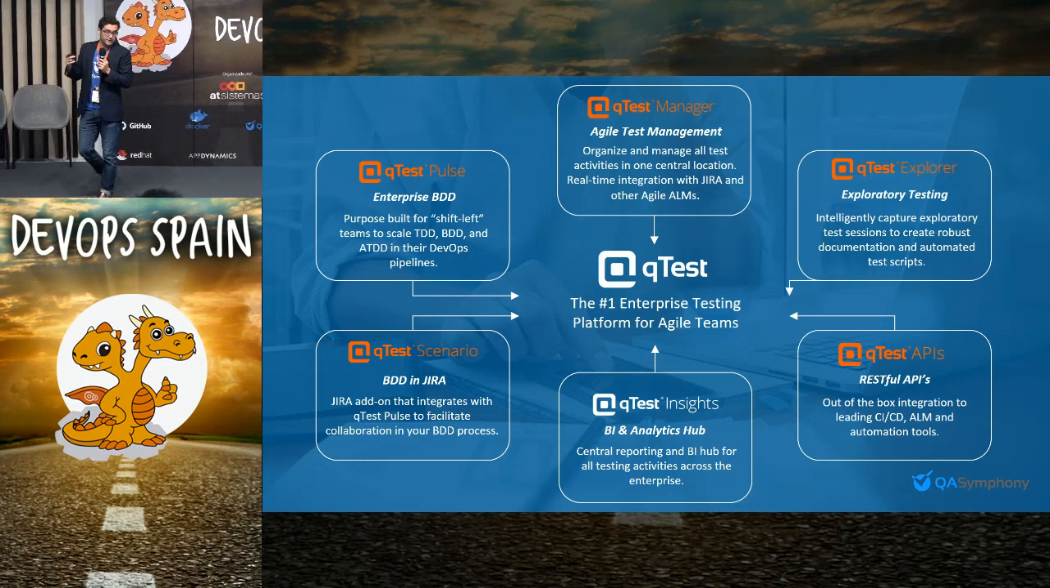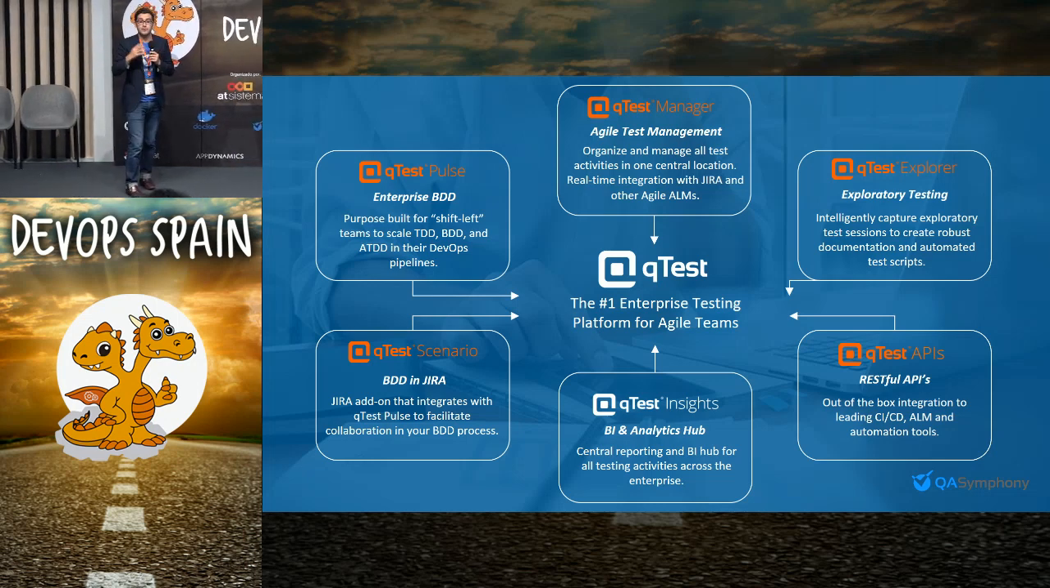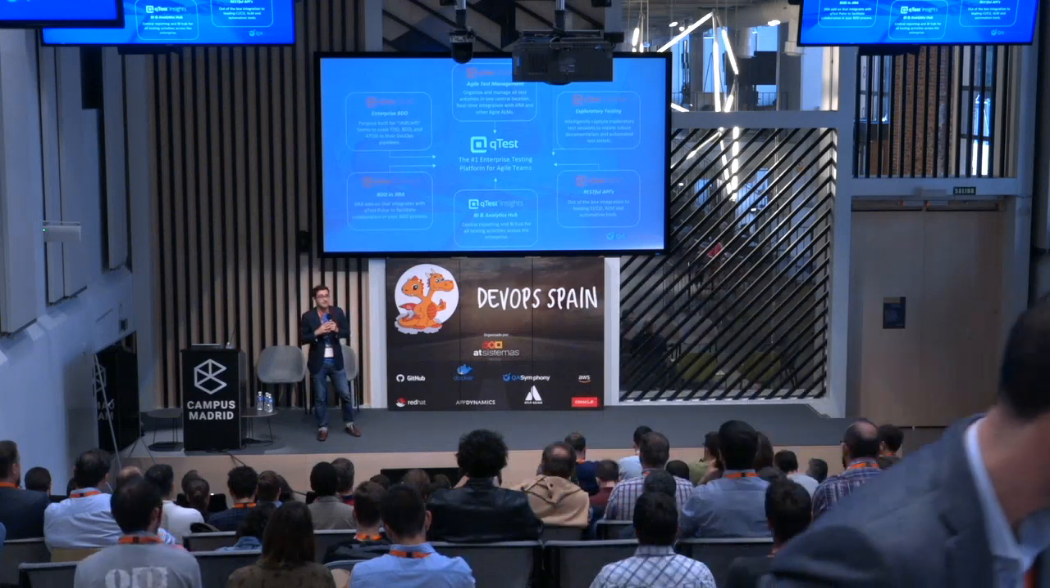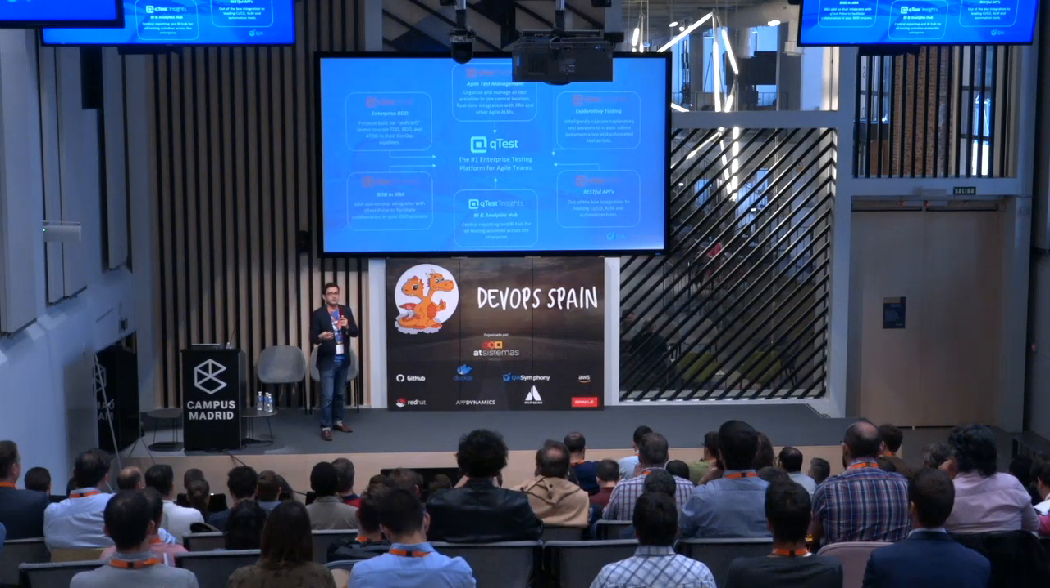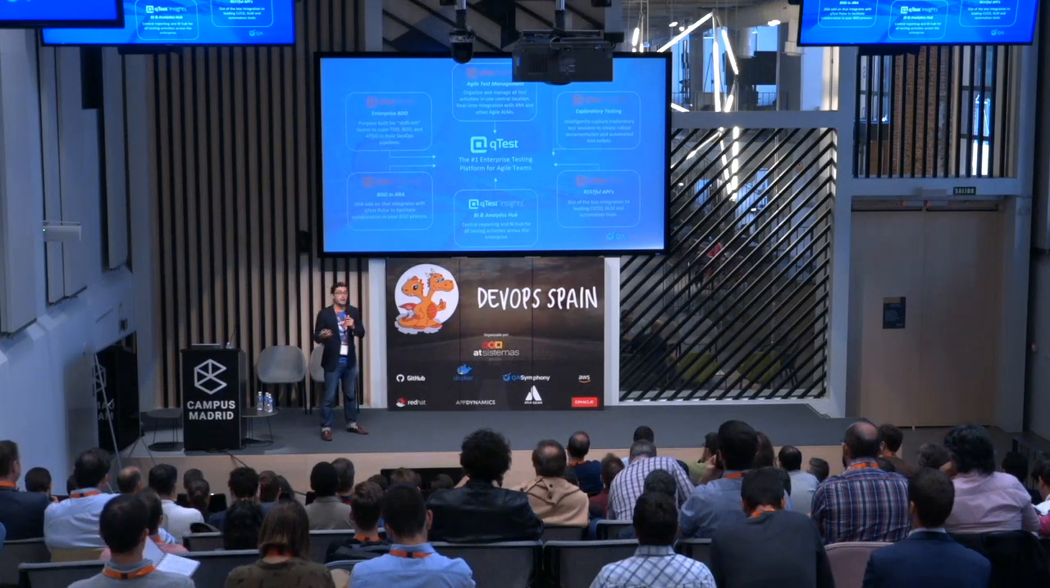With two aspects. The first is QTest Scenario, which is an open source plugin available on the Atlassian market. I know we saw some Atlassian folks here. QTest Scenario is an advanced Gherkin editor that lives directly in your developer's workspace. It allows them to create Gherkin-style scenarios in that Gherkin language and framework directly as they develop code, right? Writing these scenarios in a common language that automatically is going to translate into executable builds, executable code. And then that feeds into QTest Pulse, which is our enterprise BDD, TDD DevOps tool.